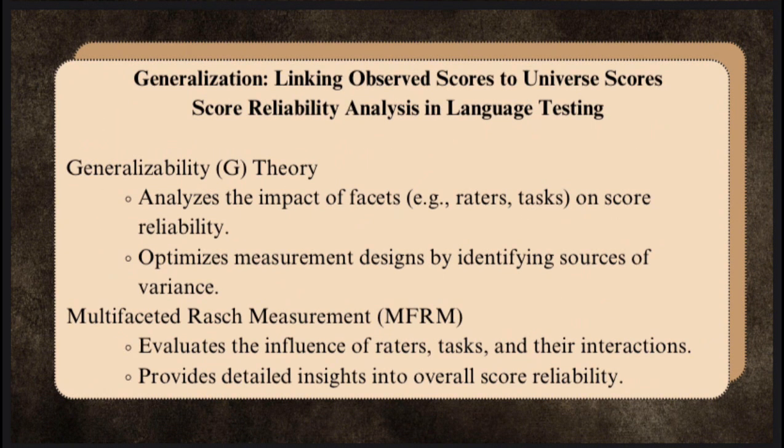Generalization links observed scores to universe scores through reliability analysis. G theory examines the effects of facets, for example raters and tasks, on score dependability, while multifaceted Rasch measurement assesses the influence of individual raters, tasks, and their interactions on reliability.